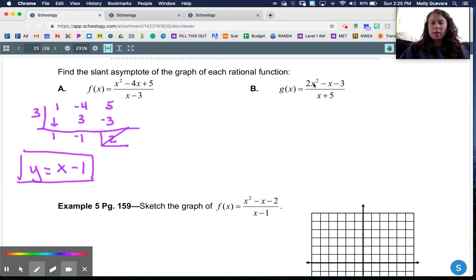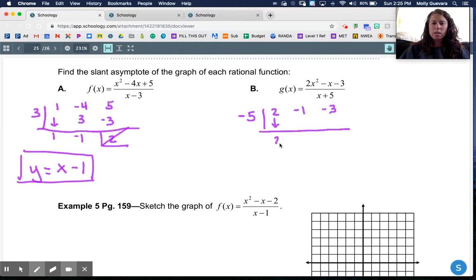All right, so we have a slant asymptote here because the degree of the top is 2, the degree of the bottom is 1. So I'm going to take my 0, which is negative 5, and I'm going to put the coefficients of my numerator there and just do a quick synthetic division. So multiply and add, and multiply and add. And whatever my remainder is, I'm going to ignore it. So the equation for this slant asymptote is 2x minus 11.